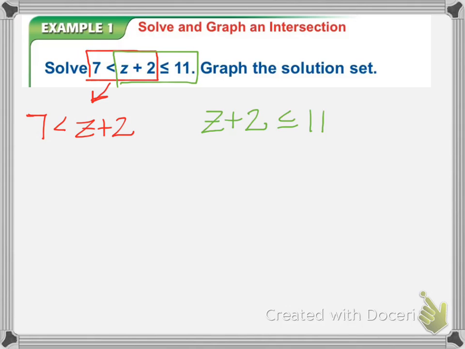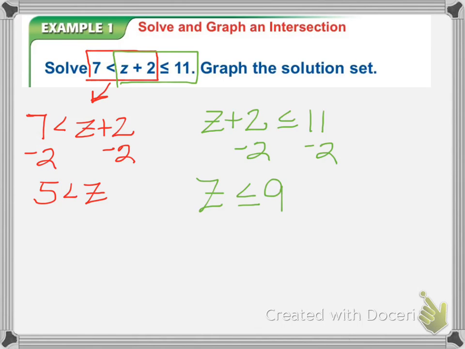Okay? So for the red side, you're going to subtract 2, and you're going to have 5 is less than z. And then on the right side, you're going to do the exact same thing. So you're going to subtract 2, and you're going to have z is less than or equal to 9. Okay? And then when you go to graph that, you just put down a number line.